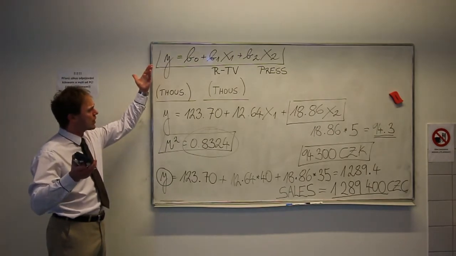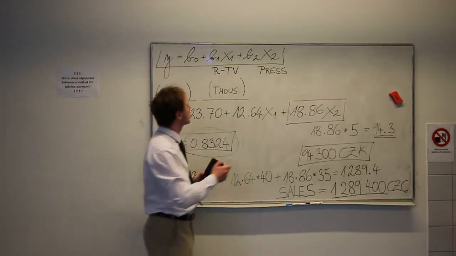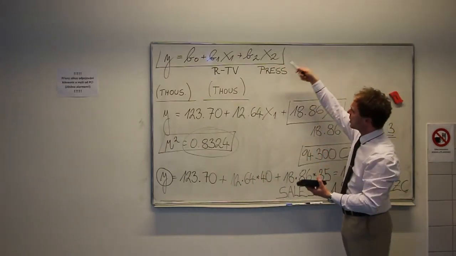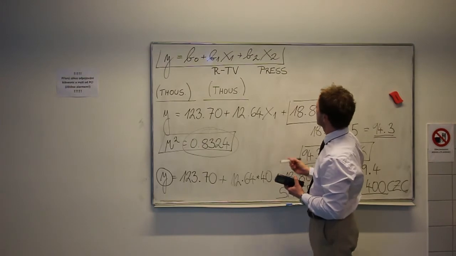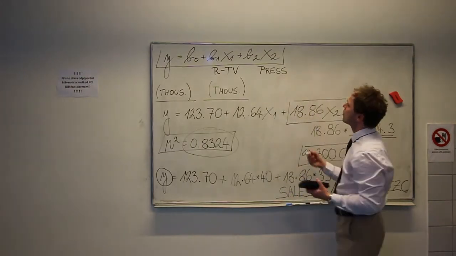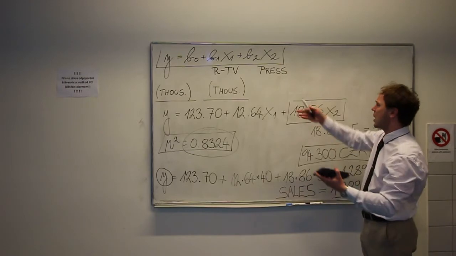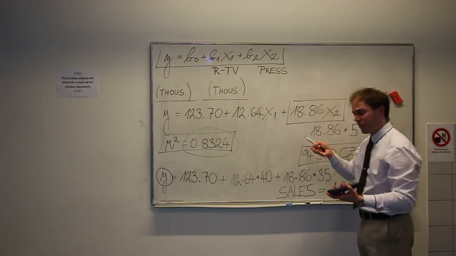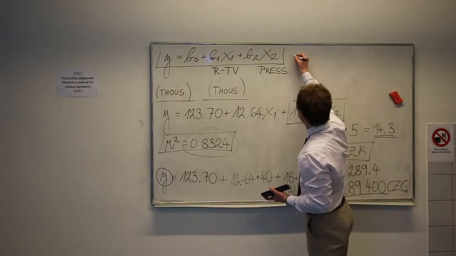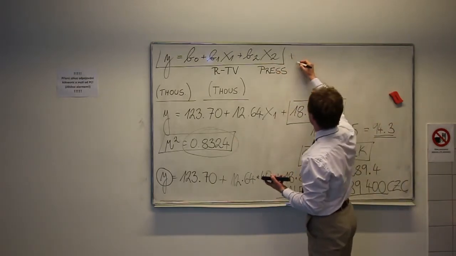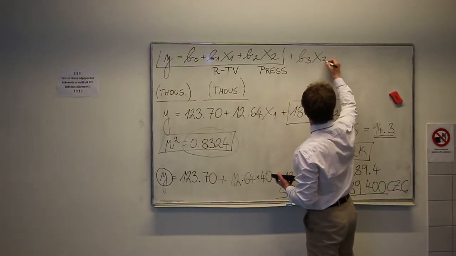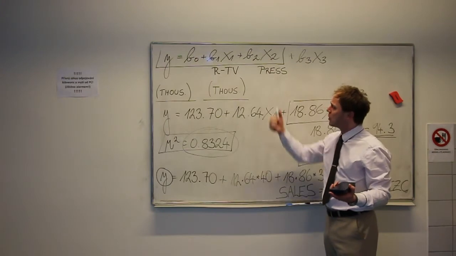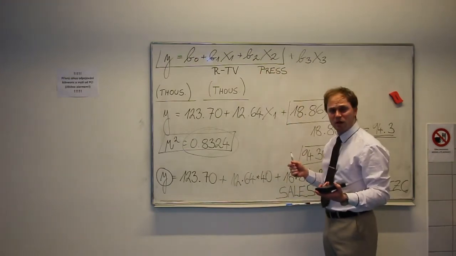Also, it's possible to calculate another model with more independent variables. Can you imagine, for example, another option of advertisement? So it's also possible to extend this model with B3, X3, but this is not our case. We have only two independent variables.